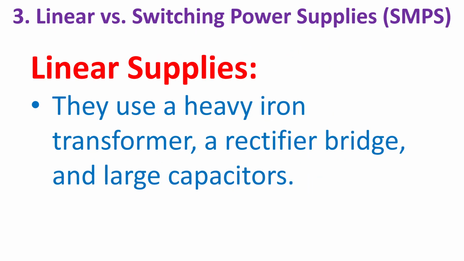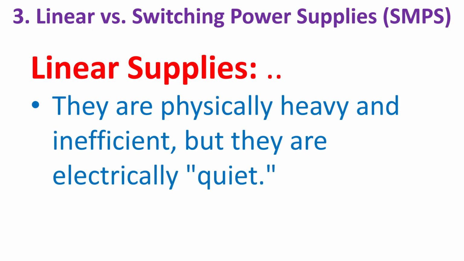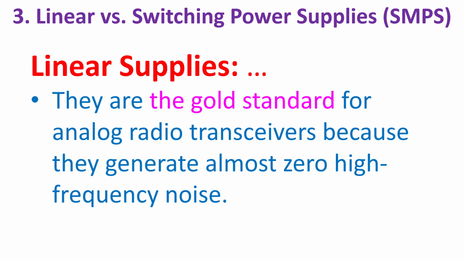Linear power supplies use a heavy iron transformer, a rectifier bridge and large capacitors. Though they are physically heavy and inefficient, they are electrically quiet. They are the gold standard for analog radio transceivers because they generate almost zero high frequency noise.